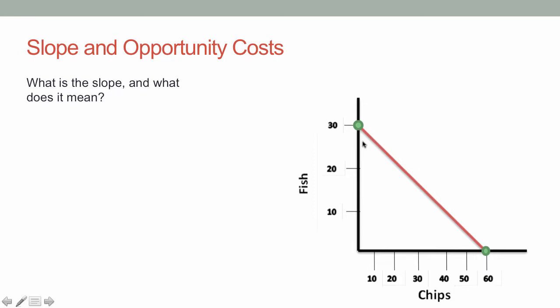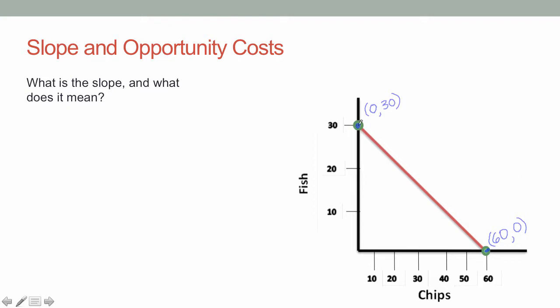Well, let's first figure out what you have for the slope here. The first thing, I'm going to make a couple points. I know I have this point and I have this point. The coordinates would be 0 chips, but I'm choosing to invest all my resources into making 30 fish. Or there's this point, 60 chips, all my resources invested are chips, and so I have 0 resources creating fish. There's 2 points.